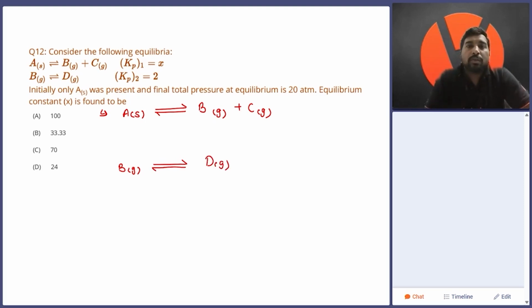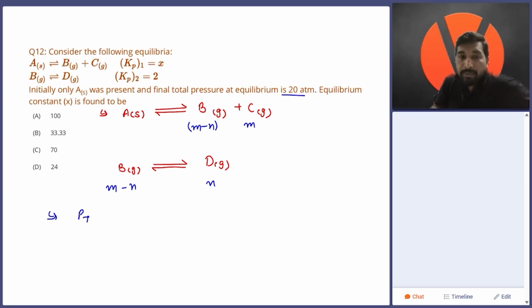When A decomposes, 1 mole of B forms and 1 mole of C will also form. Let's suppose M moles. The partial pressure of B created due to the decomposition of A is M, and for C it is also M. But B further decomposes and converts into D. So let an amount N of B decompose and give D. Initially only A was present, and the final total pressure at equilibrium is P total, which equals the partial pressure of B plus the partial pressure of C plus the partial pressure of D.